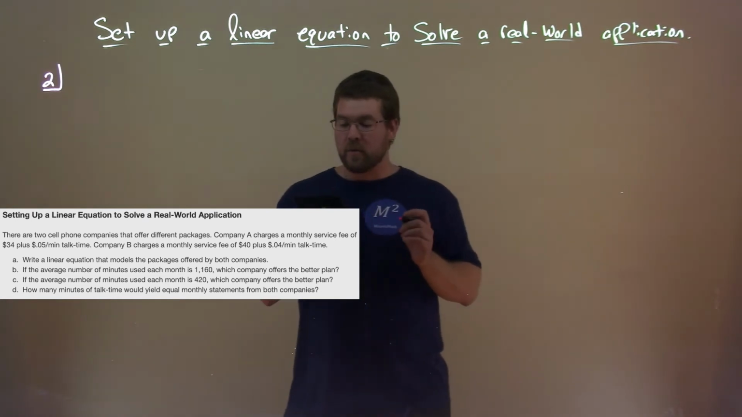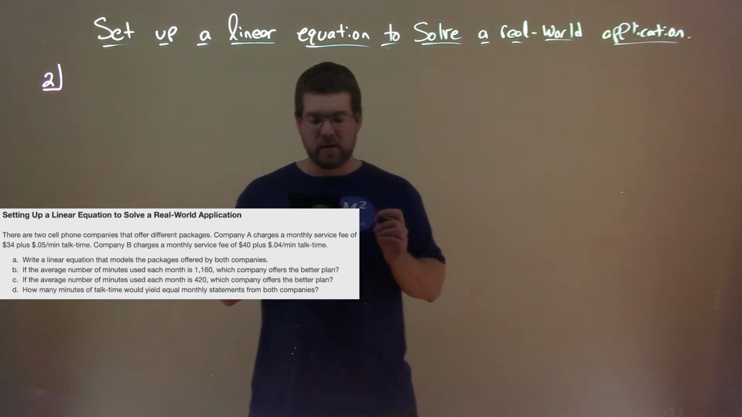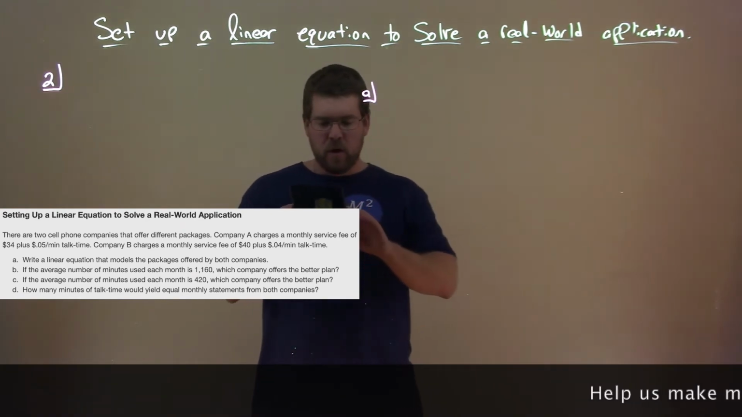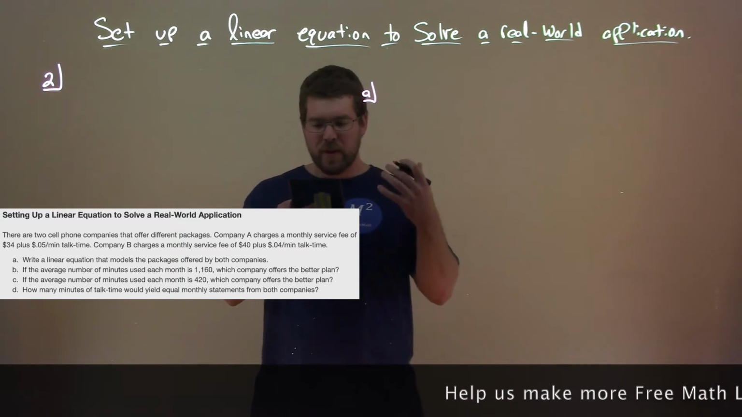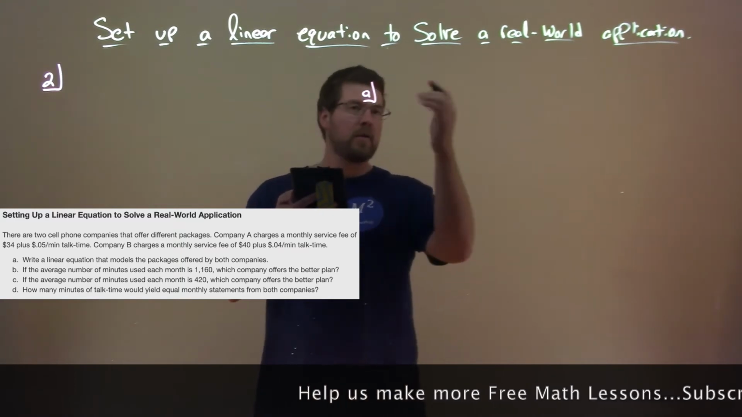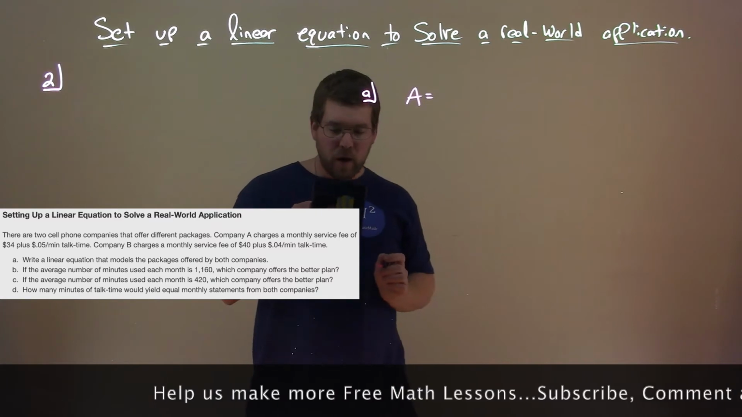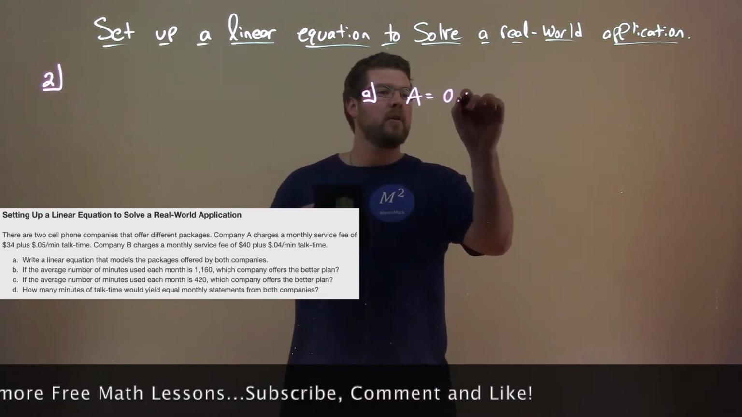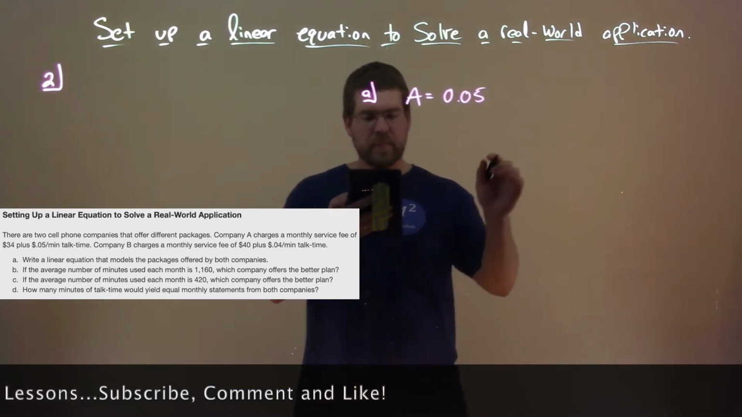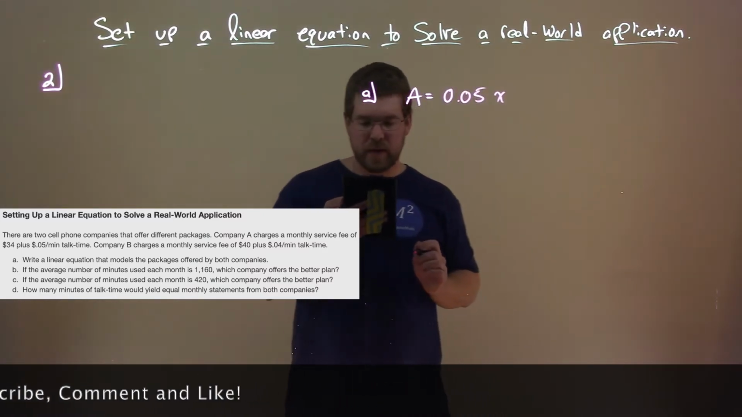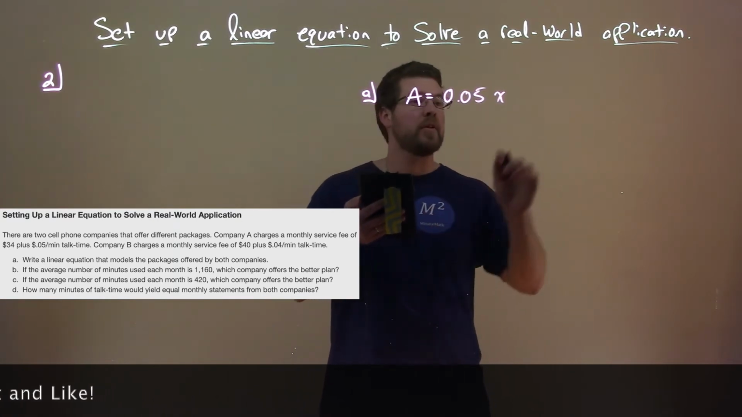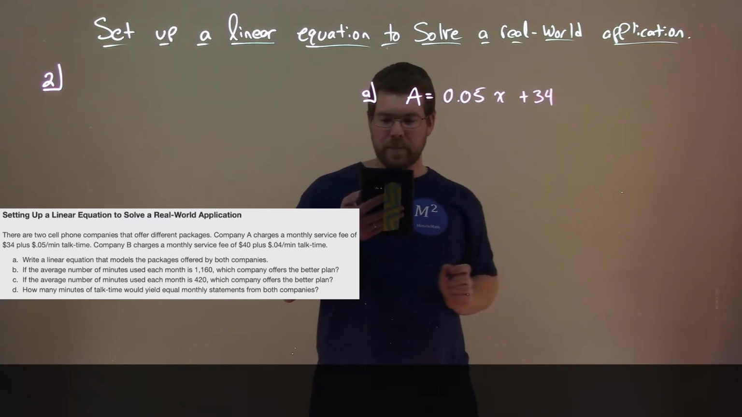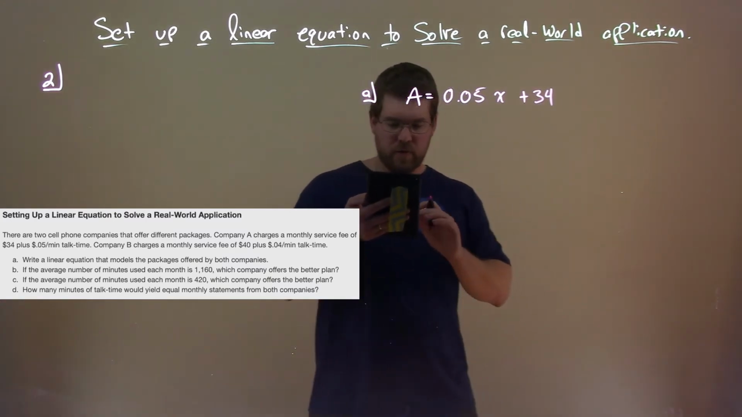Part A asks us to write a linear equation that models the packages offered by both companies. So let's do that. For company A, the plan amount can be modeled by 5 cents a minute. That's a rate, so 0.05 is our 5 cents per minute. Let's let x equal the number of minutes. And then they tell us it has a monthly service fee of $34.